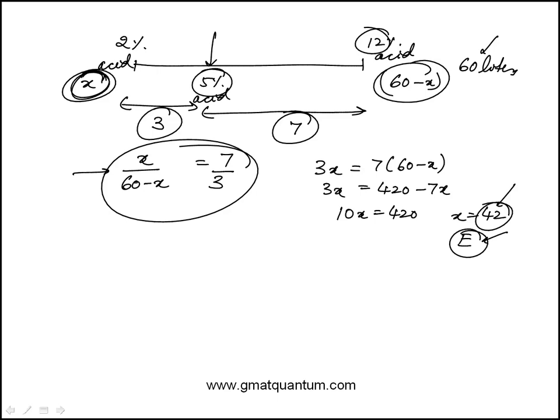Now, the other way to do this would be the traditional setup, which is using algebra. So we have 2% solution and 12% solution. We're mixing these two to form a 5% acid solution. And the total amount is 60 liters. And this is x. This is 60 minus x.